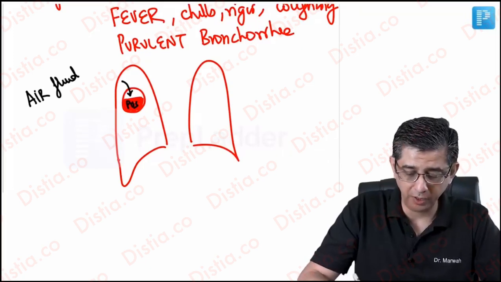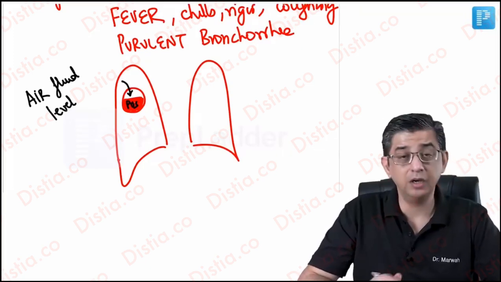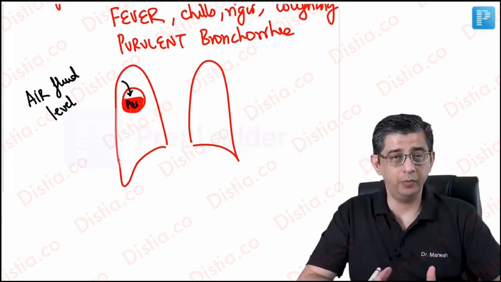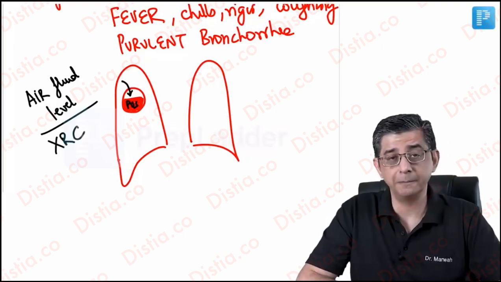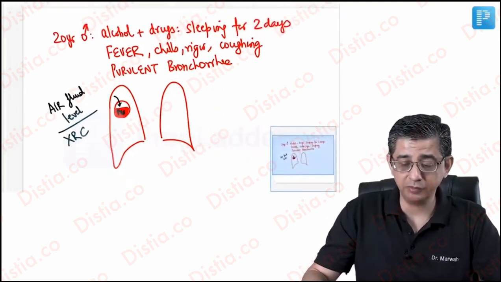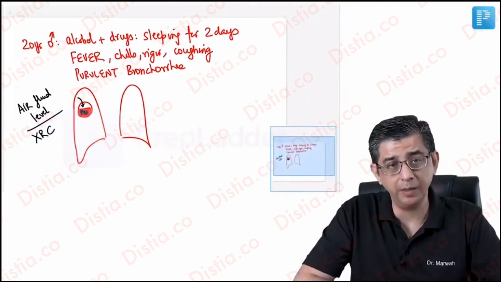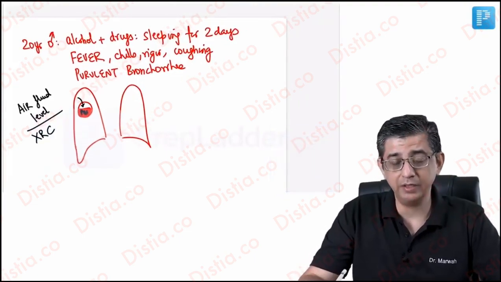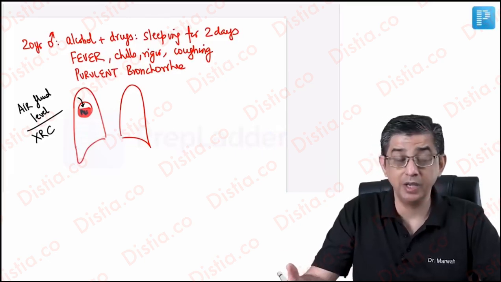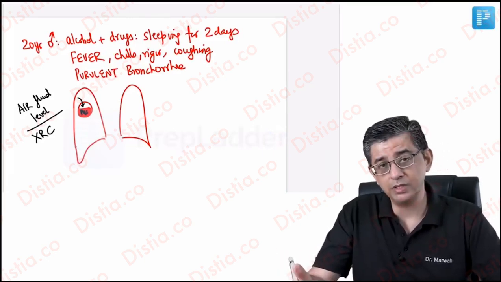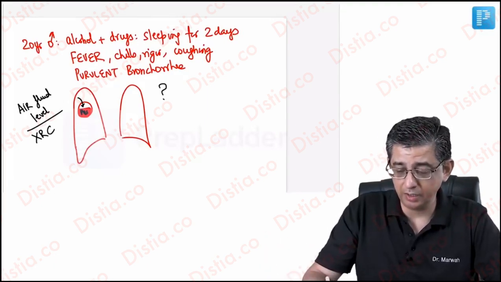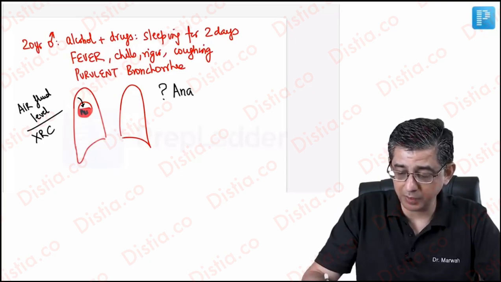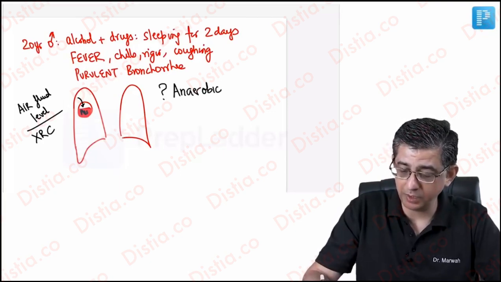You are comfortable with air fluid levels with respect to an X-ray abdomen, but an air fluid level visualized in an X-ray chest definitely points towards the fact that this guy has developed a lung abscess. And considering that this guy was intoxicated, his GCS was on the lower side, so there's a possibility that microaspiration has occurred, and I will definitely start this patient on treatment for anaerobic lung abscess.